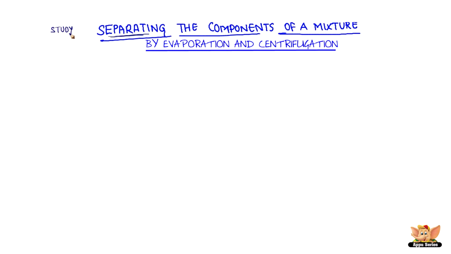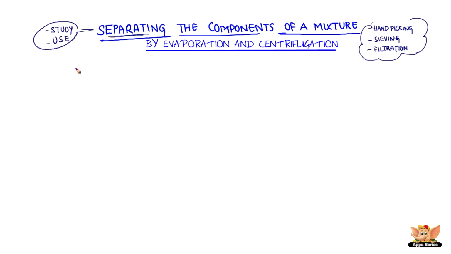Separation makes it possible to study and use the individual components of a mixture. You might have observed hand-picking small stones in rice, sieving wheat flour, or filtering tea or coffee. Most of the heterogeneous mixtures in our day-to-day life are separated into their respective constituents by simple methods like hand-picking, sieving, and filtration. In a lab, filtration is a process of separating heterogeneous mixtures into their respective constituents using filter paper.